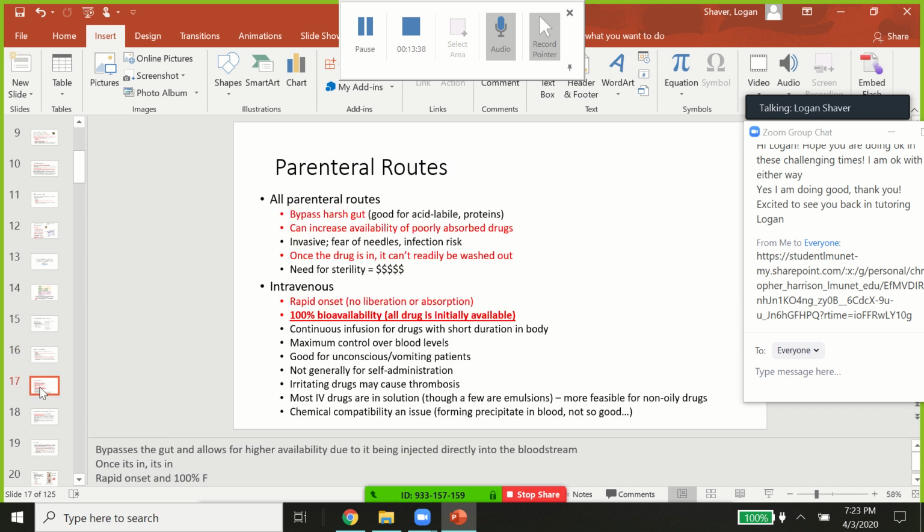Now we've got parenteral routes. I'm sorry if I start pronouncing drugs wrong. I tend to have that problem, so I'm just going to let you know ahead of time.